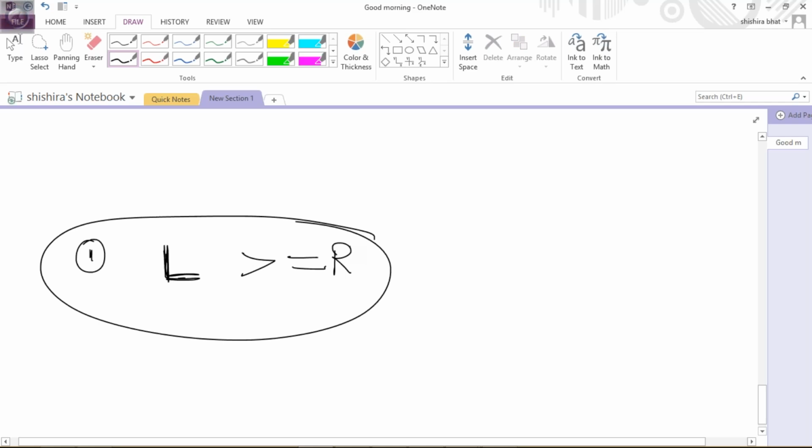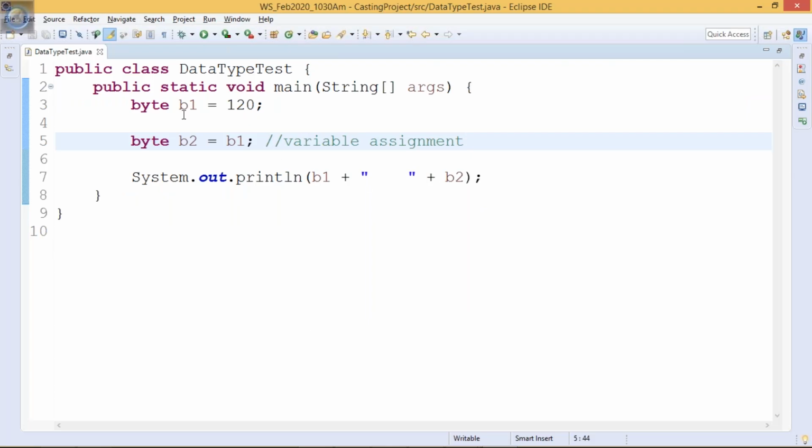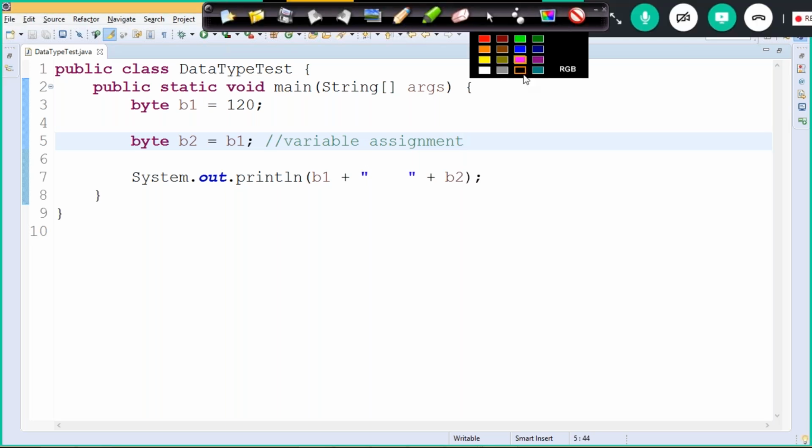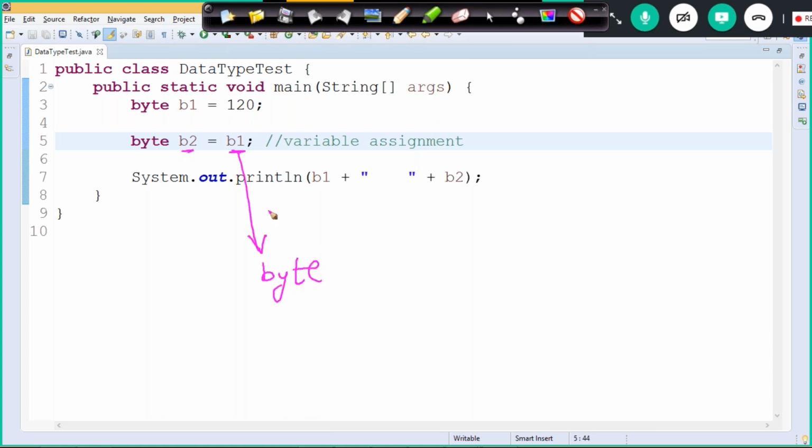Now observe, this is called variable assignment. I'm assigning here b1 to b2. Observe the data type of b1, byte. Observe the data type of b2, that is also byte. So assigning byte to byte works because the left side is the same as the right side. In this case, it works. It perfectly works.